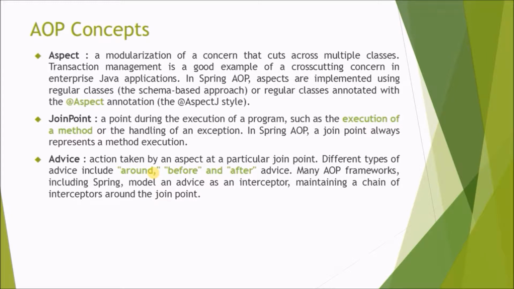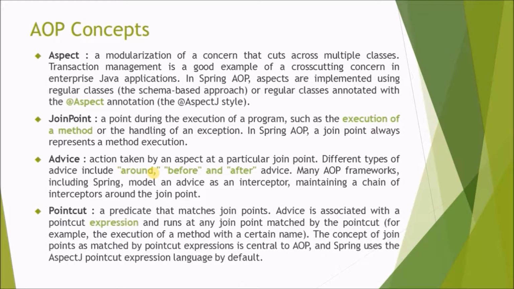Many AOP frameworks, including Spring, model an advice as an interceptor, maintaining a chain of interceptors around the join point. Pointcut: a predicate that matches join points. Advice is associated with a pointcut expression and runs at any join point matched by the pointcut, for example, the execution of a method with a certain name. The concept of join points as matched by pointcut expressions is central to AOP, and Spring uses the AspectJ pointcut expression language by default.